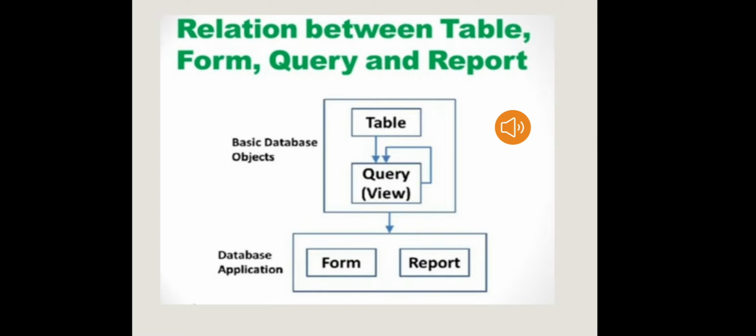Relation between table, form, query and report. So what is the relation between the table, form, query and report? Tables and queries are the basic database objects, whereas forms and reports are the database applications. Forms and reports are considered as a database application because they allow the user to perform their task easily. Forms help us to reduce our work by not using the insert option again and again, whereas reports help us to give a summary of the data. That is why they are kept in the database application category.